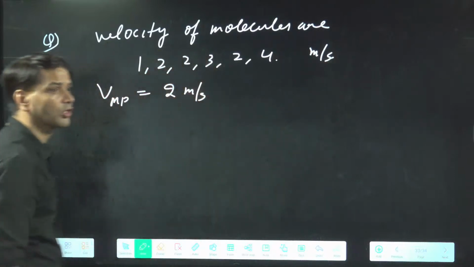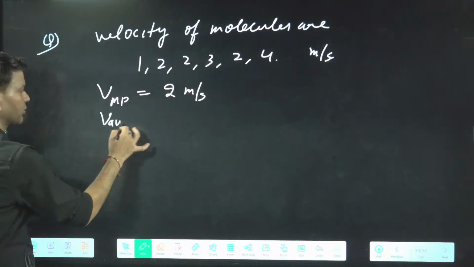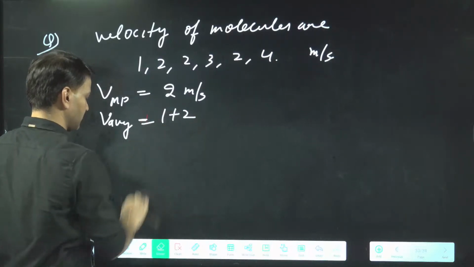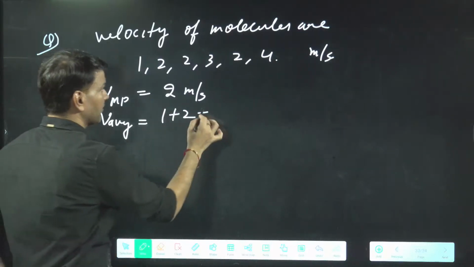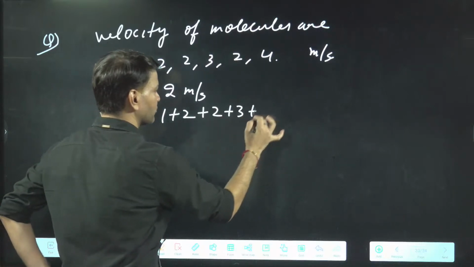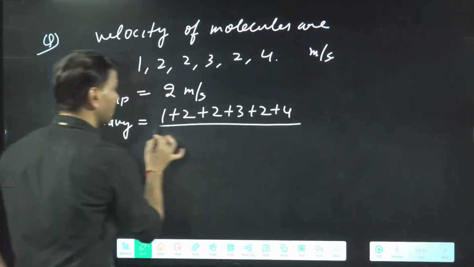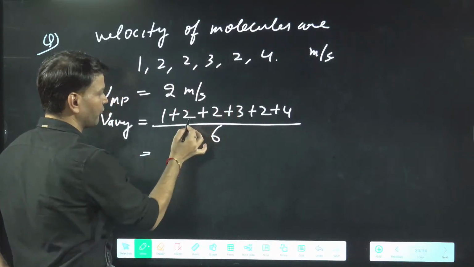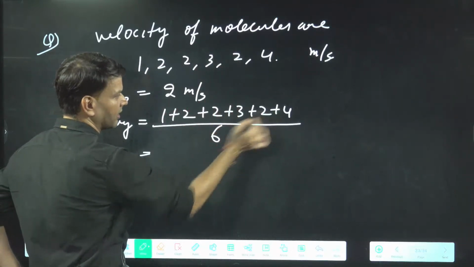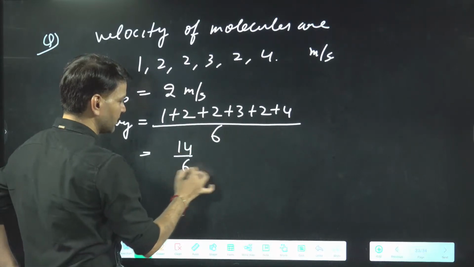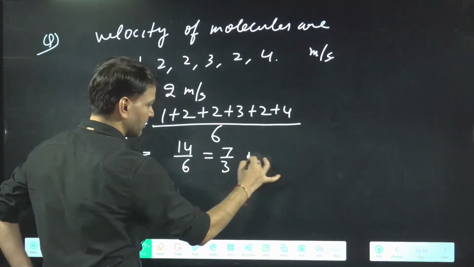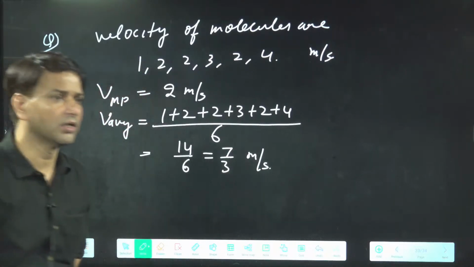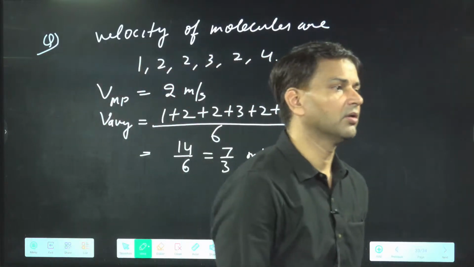Okay. Average, what will you get? Average speed is equal to 1 plus 2 plus 2 plus 3 plus 2 plus 4 upon 6. Then what do you get? 2, 2 is 4, 5, 5, 3 is 8, 8 to 10, 10 plus 4 is 14, 14 by 6. That is equal to 7 by 3 meter per second. So average speed we got this, and the most probable is 2.